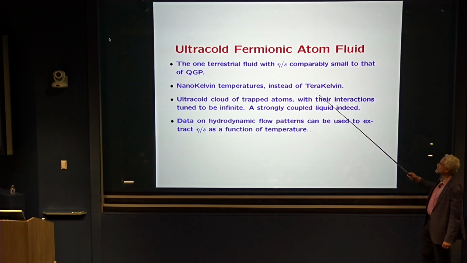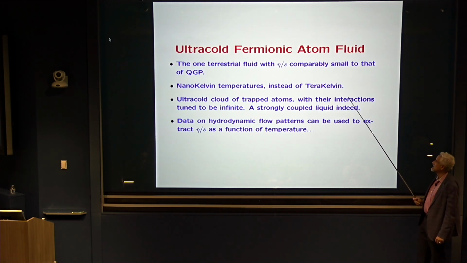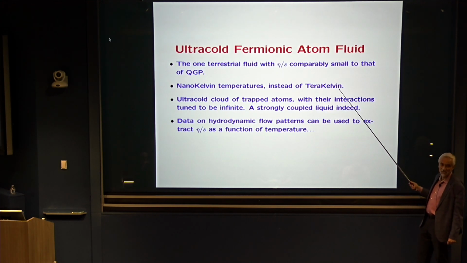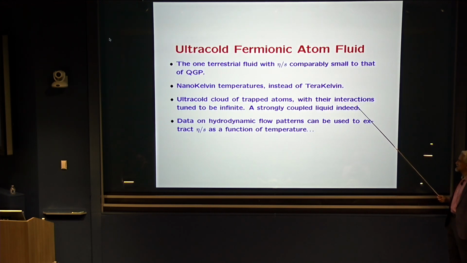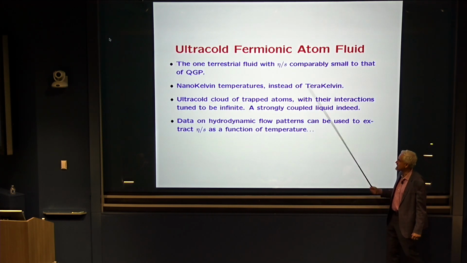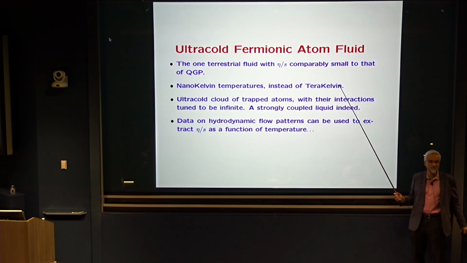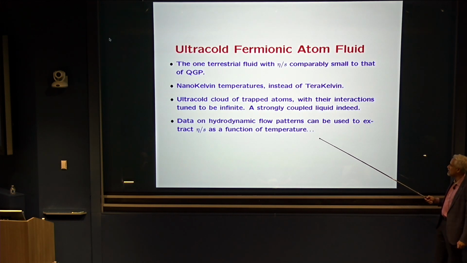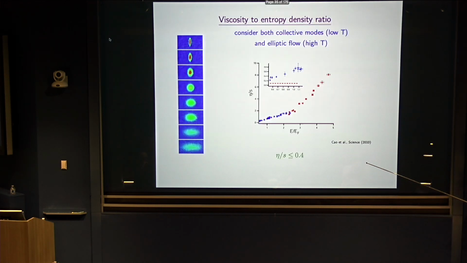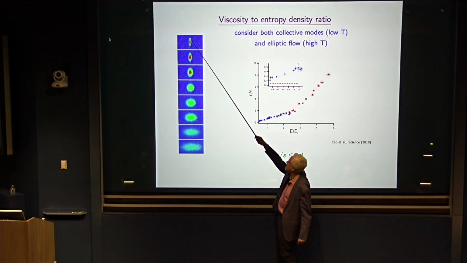The one terrestrial fluid we know, which is almost as good a liquid as hot quark soup, is 10 to the minus 9 degrees instead of 10 to the plus 12 degrees. It's 21 orders of magnitude colder. Our colleagues in atomic physics know how to trap clouds of atoms. They know how to play games with the interactions between atoms to make the interactions very strong. And they can study, they don't call them explosions, but I will call them explosions. They can study explosions as follows.